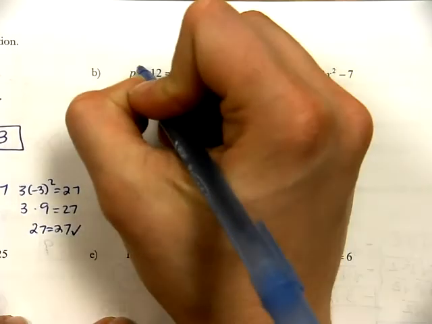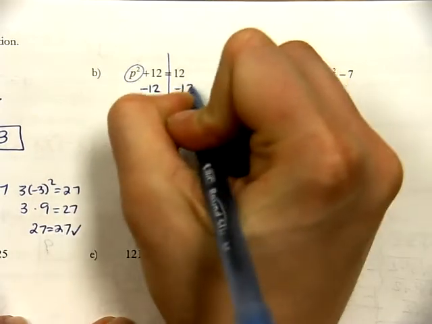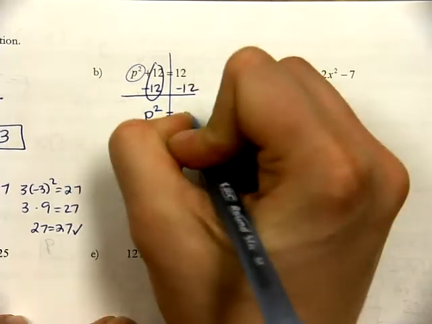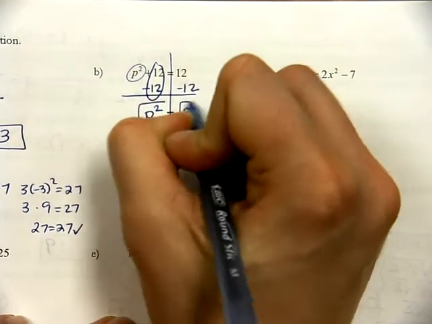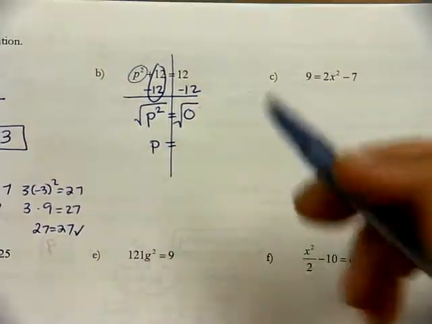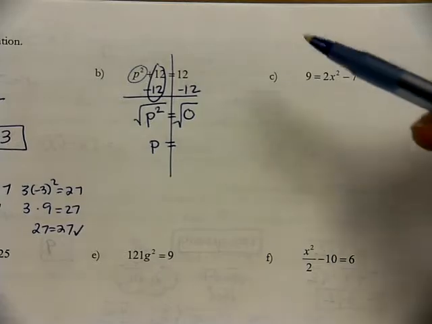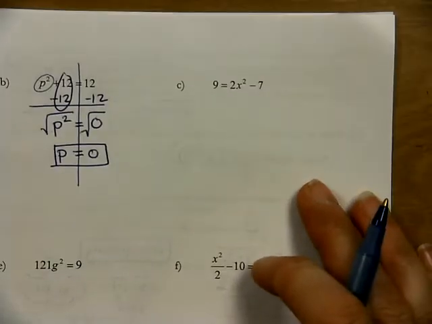Scooching over here to solve for p squared. I subtract 12 from both sides because, again, I'm going to do inverse operations because I see a p squared. It looks like vertex form. The inverse of squaring is square rooting, square root, p equals. Now, I don't need a plus or minus here because 0 is not positive or negative. The only number that multiplies by itself to be 0 is 0. So p equals 0 is my solution.